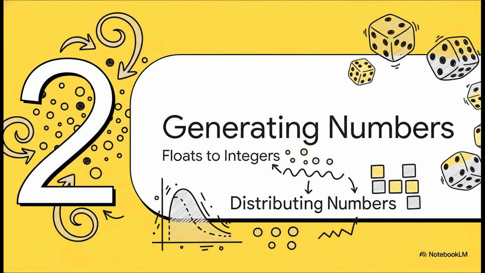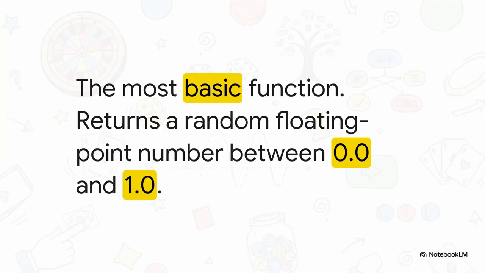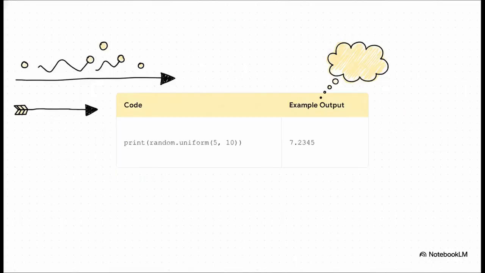These are the real workhorses for just generating all sorts of random numbers. First up, the most basic function of them all, random.random(). You don't give it any arguments, and it just hands you back a random float. That's a number with a decimal point, somewhere between 0 and 1. Super simple, super useful. But what if you need a decimal that's not between 0 and 1?